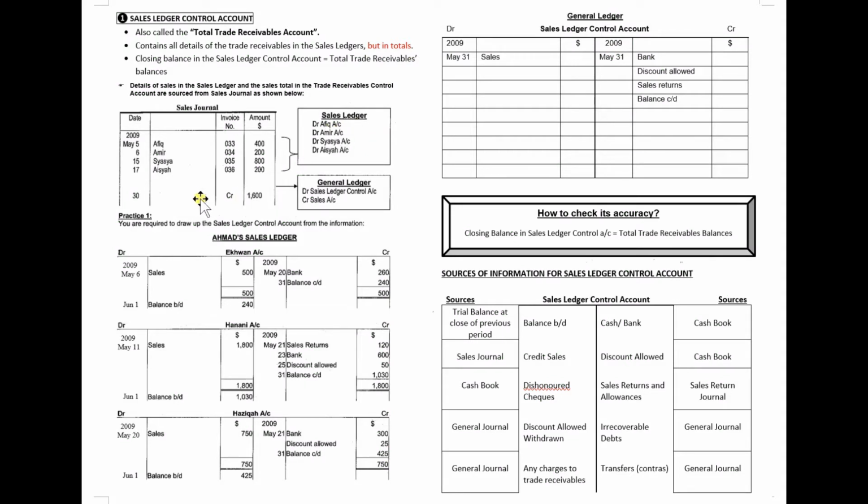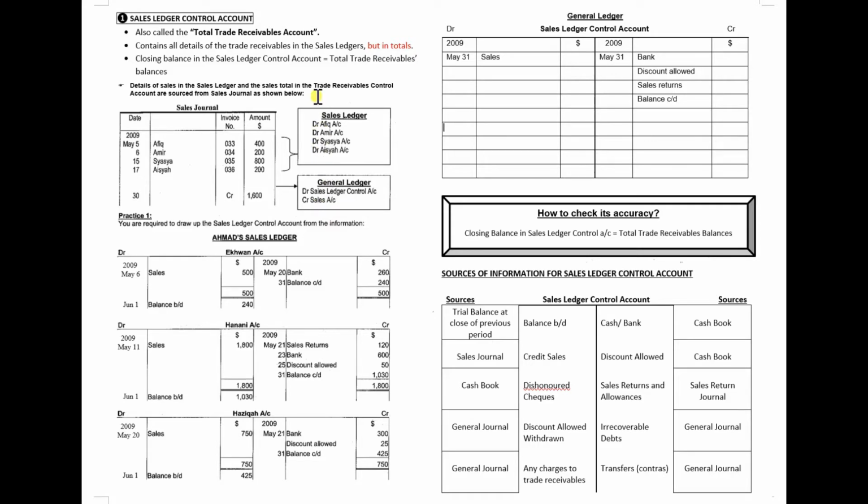Now, do you still remember what will happen to the total sales? When we learned the sales journal, we learned that we post this to the individual debtor account in the sales ledger. And how about the total? The total sales we post to the sales account, if you can still remember. So the total sales here, which is 1,600, will be posted to the sales account. The sales account is in the general ledger. So credit sales, debit the customer.